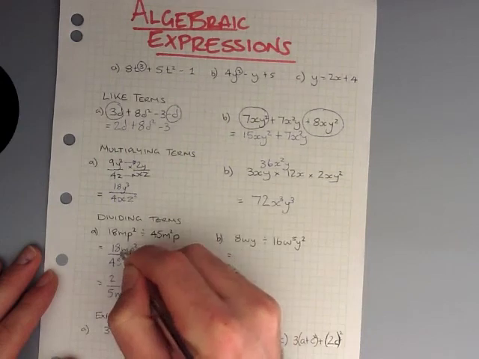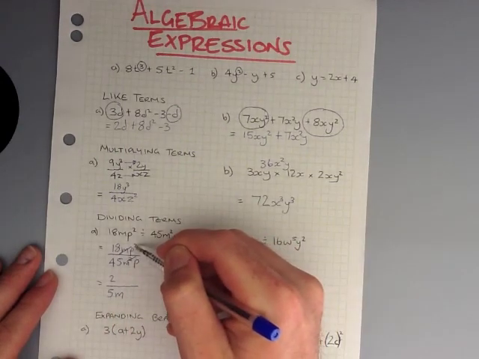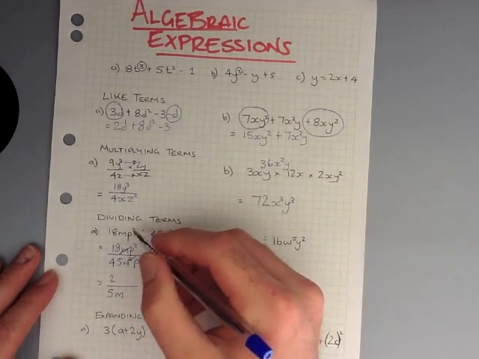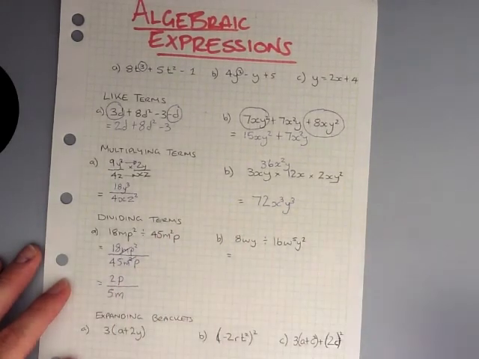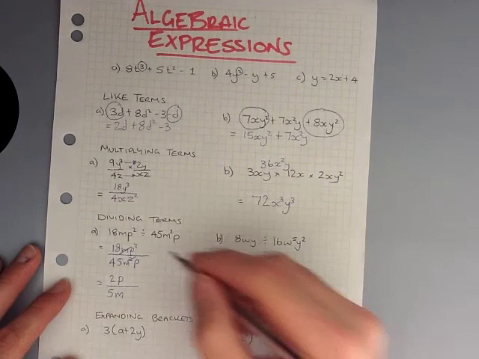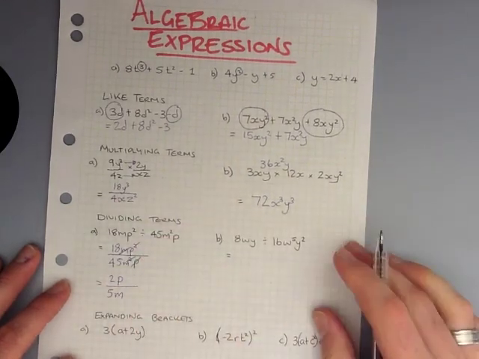So we cross that, cross that. Again, we have 2 minus 1, which will give us just 1p, and since the highest power was on top, p remains on top. So we have 2p over 5m.